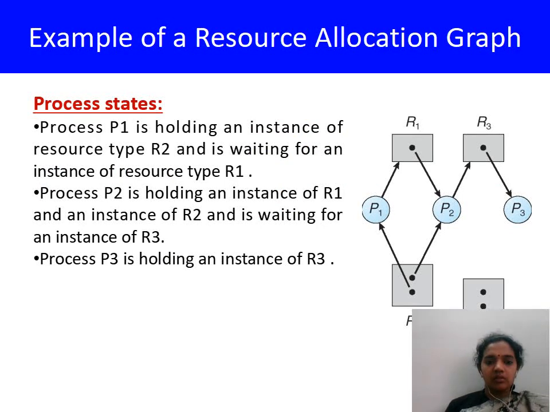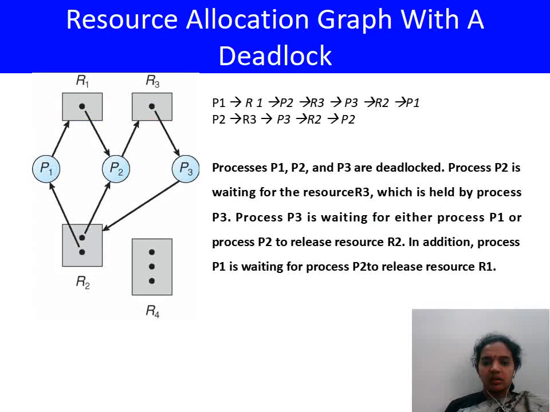In this example, process P1 is holding an instance of resource type R2 and waiting for an instance of resource type R1. The second process, P2, is holding an instance of R1 and an instance of R2, and is waiting for an instance of R3, that means resource 3. And the last one, process P3, is holding an instance of resource 3. In this graph, all three processes P1, P2, P3 are deadlocked.